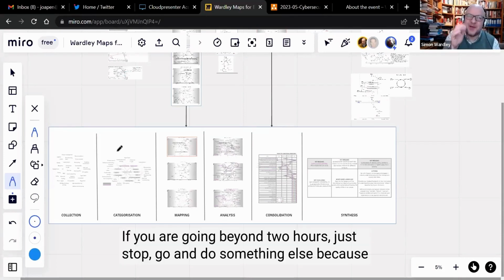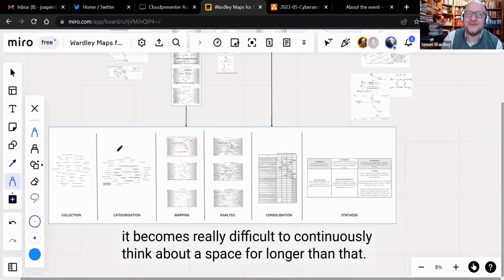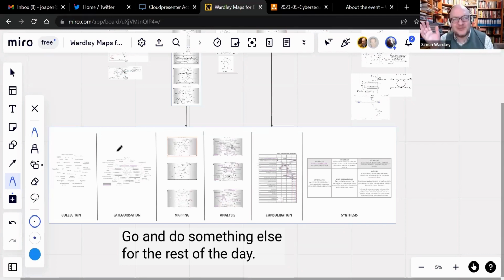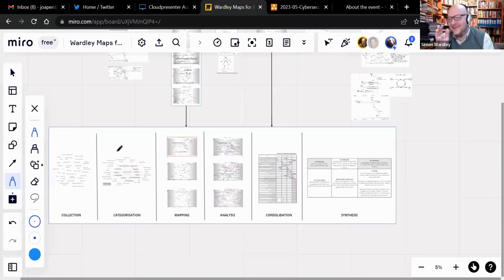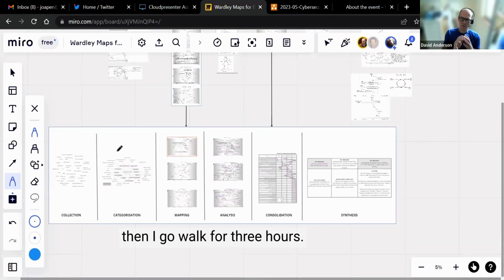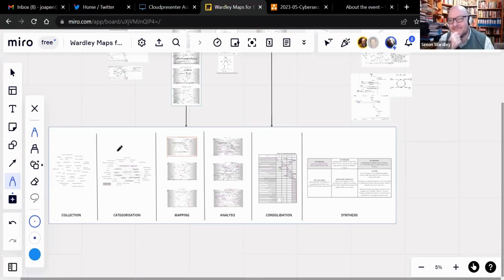If you're going beyond 2 hours, just stop, go and do something else, because it becomes really difficult to continuously think about a space for longer than that. You need to take a break. And I don't mean a short 10, 15-minute break. Go and do something else for the rest of the day. It's like sometimes authors will say, I write an hour a day and then I go walk for 3 hours.